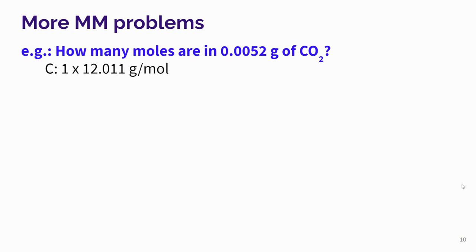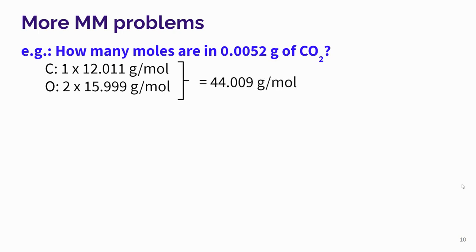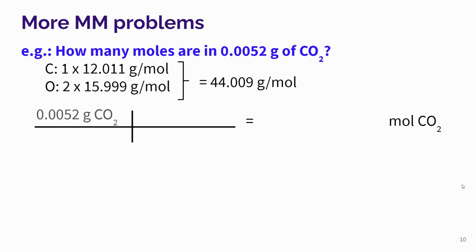So in finding the molar mass for carbon dioxide, there's one carbon at 12 grams per mole. There are two oxygens at about 16 grams per mole, and the sum of this is about 44 grams per mole. So I'm going to need to use this number for my conversion factor. We'll always start off with what we're given, which is 0.0052 grams of carbon dioxide, and I like to put that target over there. I'm solving for moles of carbon dioxide.